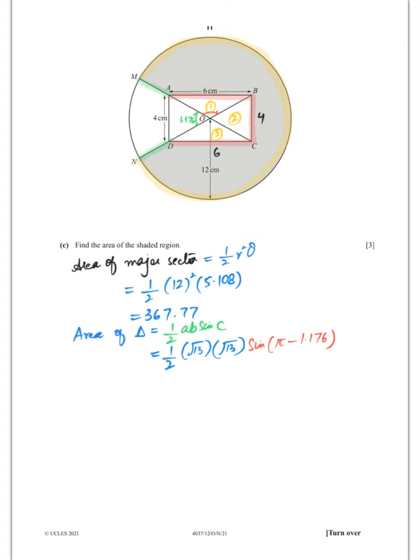So the area of the triangle you will get will be 6, since there are two triangles, 1 and 3. So you need to multiply it by 2, and the area of those two triangles will be 12 unit square, and that is centimeter square, right?